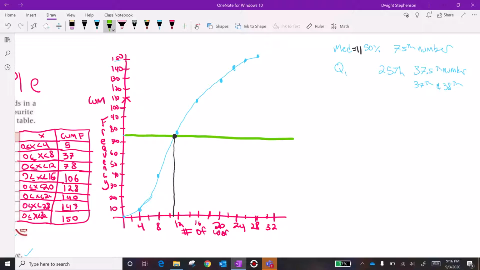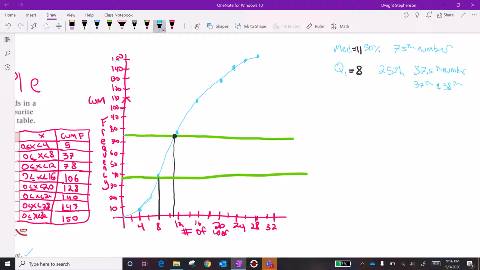So here we go. We're going to go to 37.5, which is right about here. And again, these are all just estimates for the first quartile. Without the actual data, you're not going to be able to find it perfectly just using this chart. Going down, it looks like it's about 8, right? So Q1 we're going to say is 8.